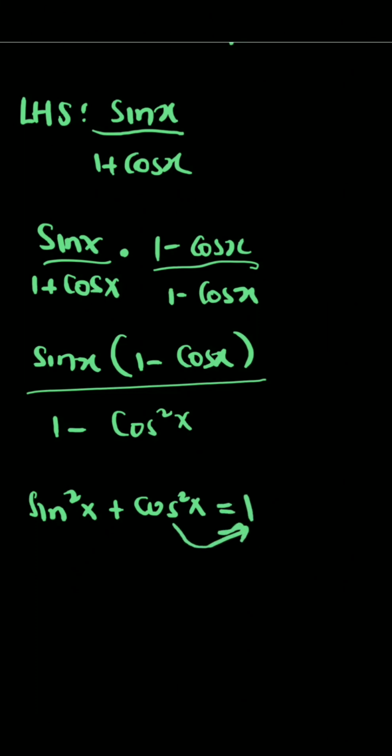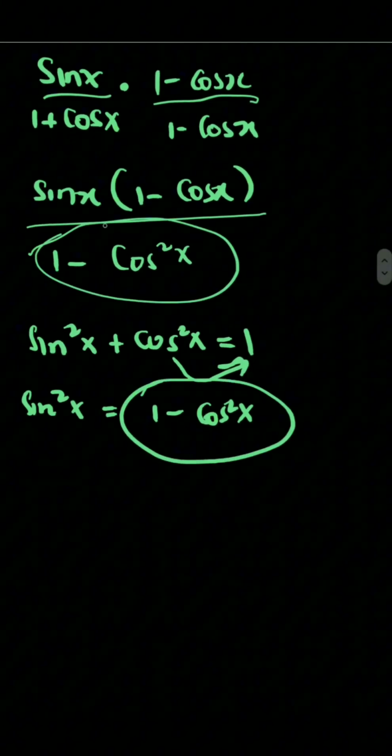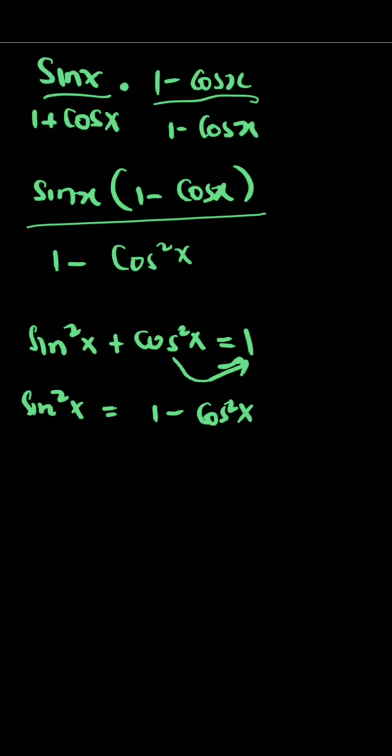So now if you subtract cos squared from both sides, it will result in sin squared x equal to 1 minus cos squared x. Alright, so this is what we have. Now if you look at this 1 minus cos squared, it's the same one that we have there, and this is the same as sin squared x. So meaning where there's 1 minus cos squared, we simply substitute with the sin squared.